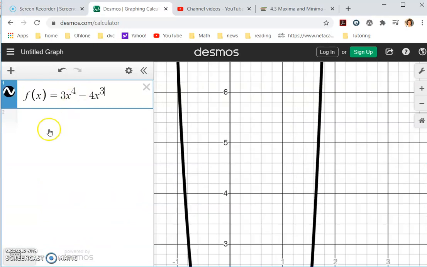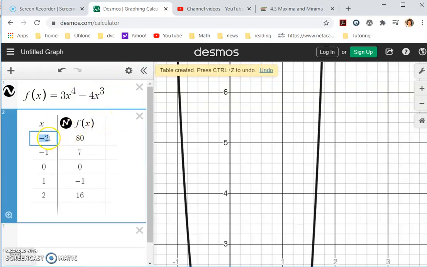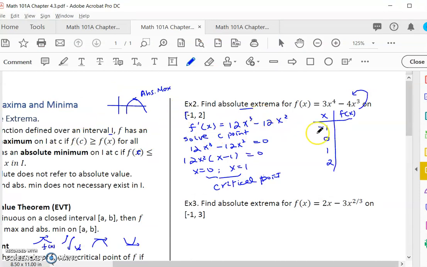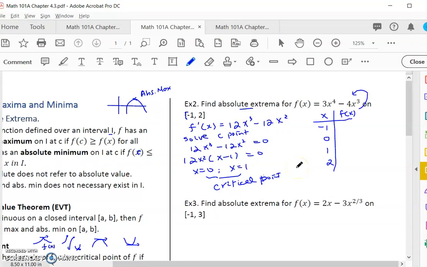And then we just do the table. In our case, our boundary is -1 to 2, with 0 and 1 being the critical points. So it'll be -1, 0, 1, 2. The values are 7, 0, -1, 16. So put it back here: 7, 0, -1, 16. What is the highest f of x in this interval?